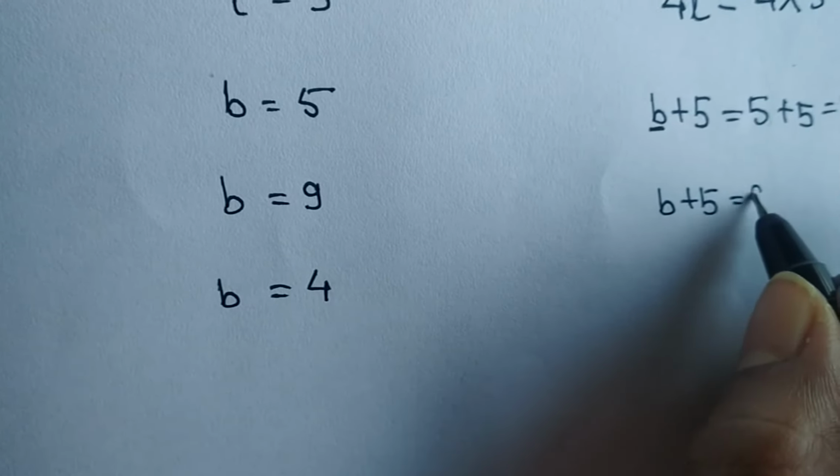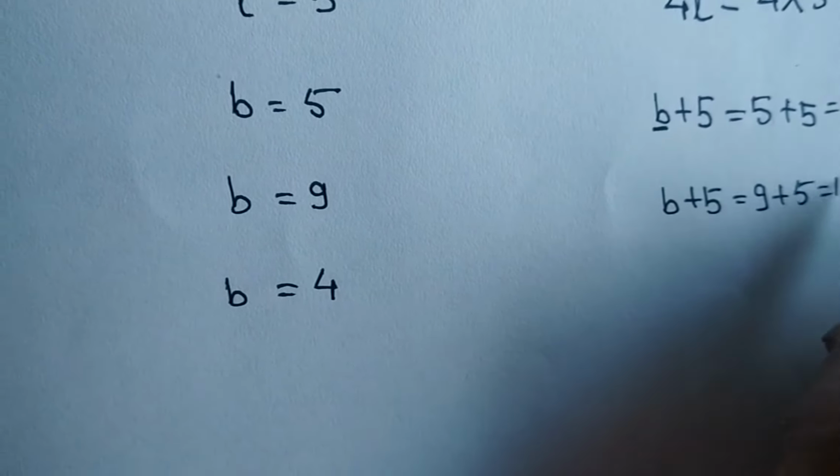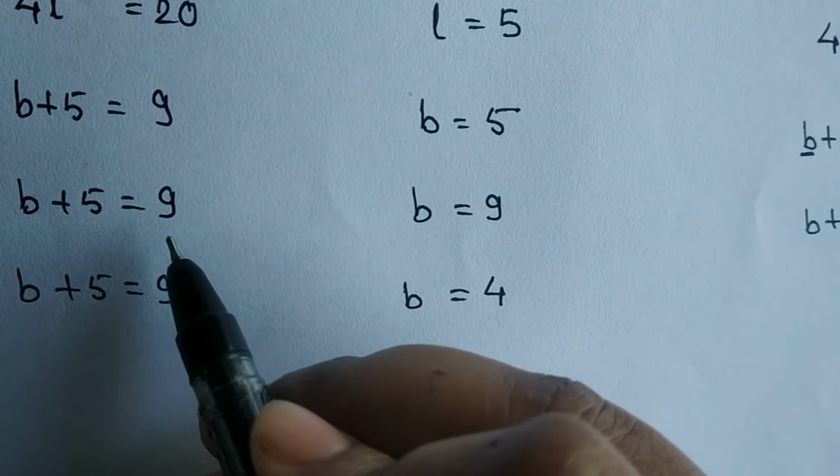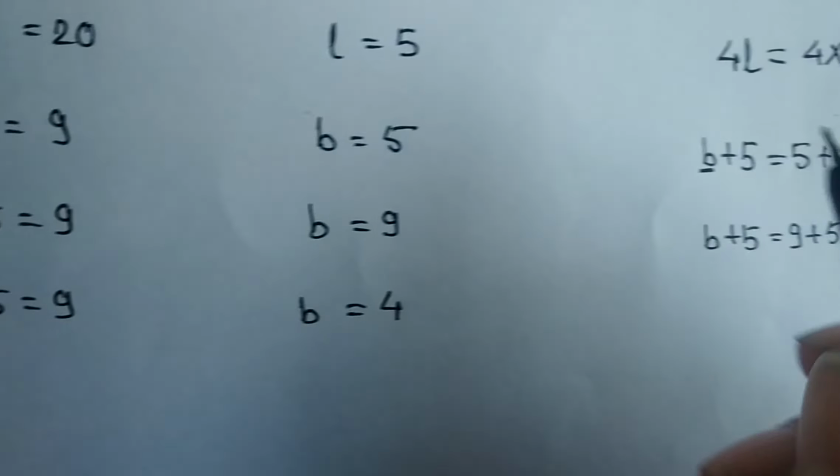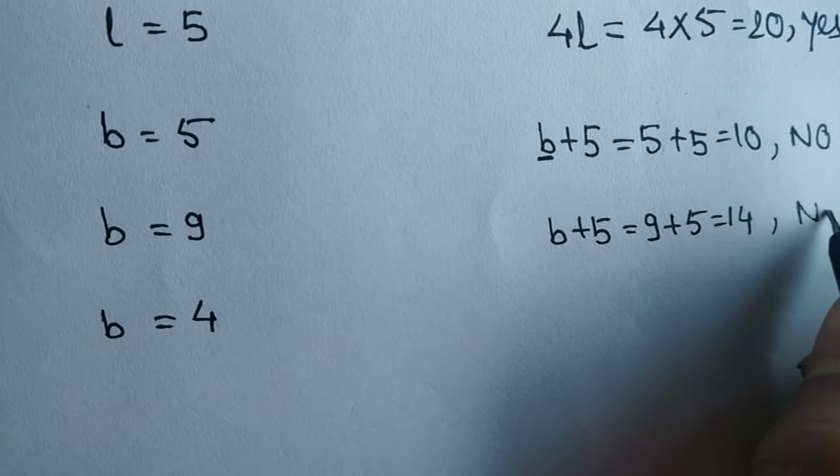So we will write 9 plus 5, which is 14. And on the right hand side 9 is there. That means it doesn't satisfy the given equation. So we will write no.